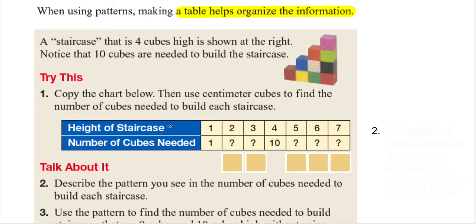If the height of the staircase is 1 cube high, the number of cubes needed will obviously be equal to 1. If the staircase is 2 cubes high, the number of cubes needed to make that staircase would be 3. If the staircase were 3 cubes high, the number of cubes needed would be 6. And 4 cubes high would be equal to 10, just like what was said at the beginning of this example.